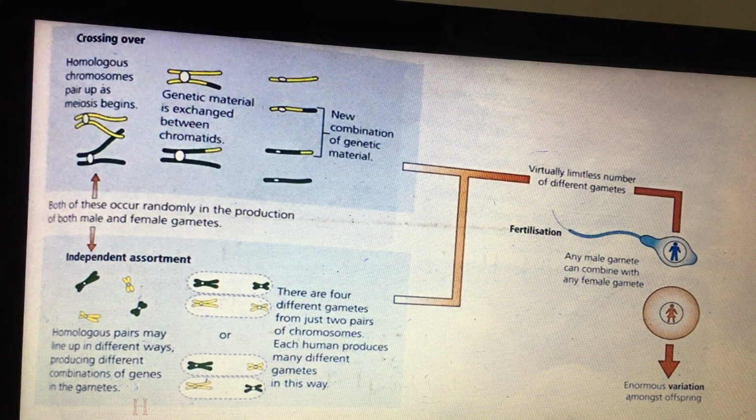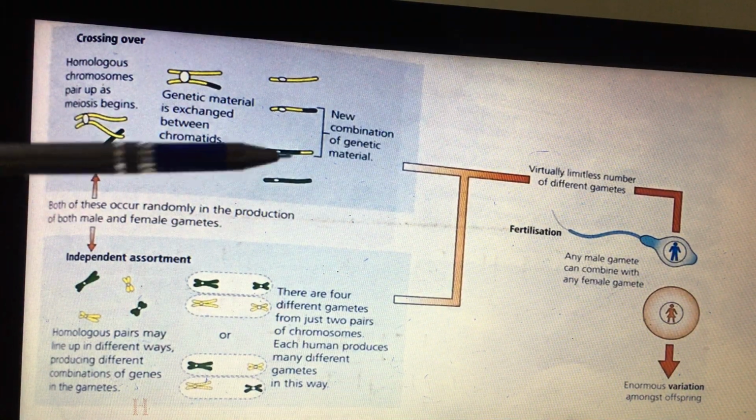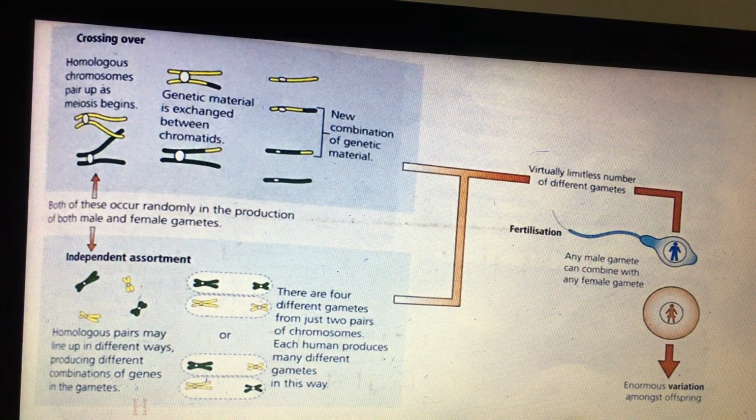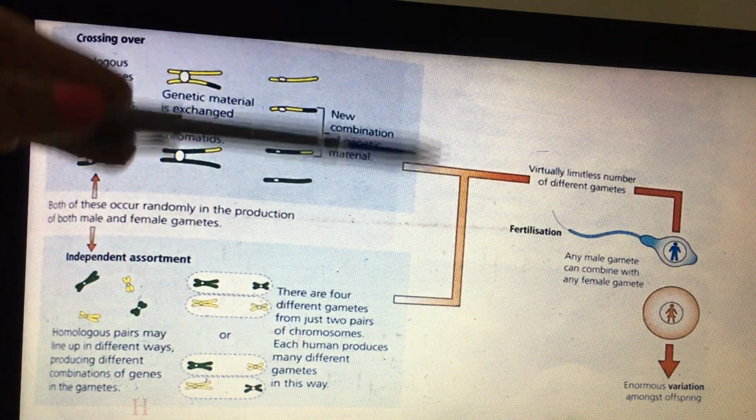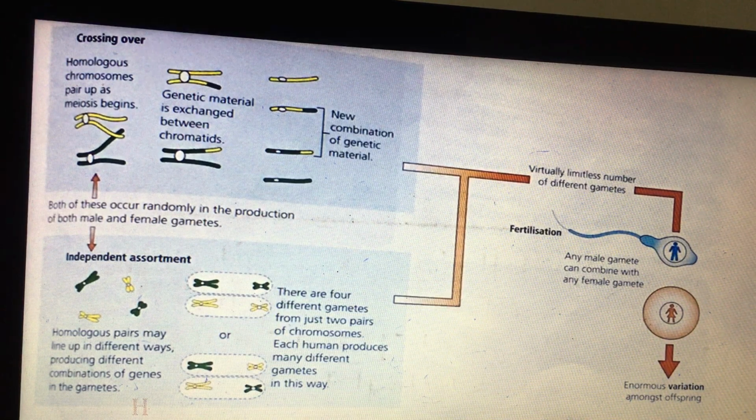Okay, now what about fertilization? Actually, we have many gametes. When they meet each other, we have the fertilization process. You know that when a sperm fuses with the nucleus of an ovum, that will make the zygote. So any male gamete can combine with any female gamete, and that will make enormous variation. Inside the male we have many different gametes, and inside the female also we have many different gametes, and those gametes have different chromosomes arranged in different ways, and sometimes we have crossing over, so that will make a new combination of genetic material, and that will make variation.